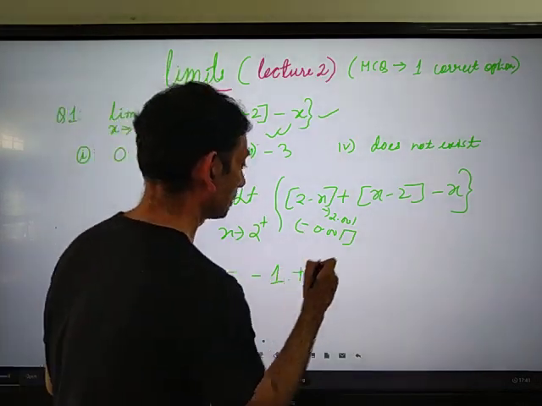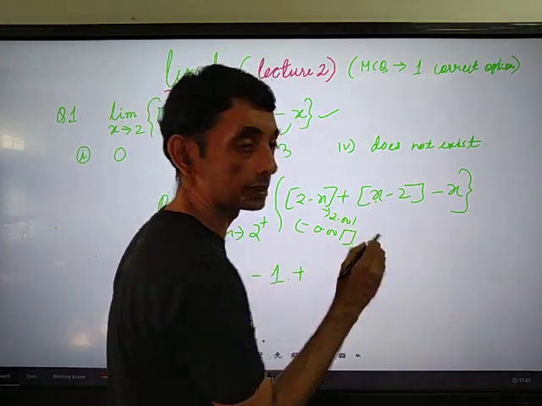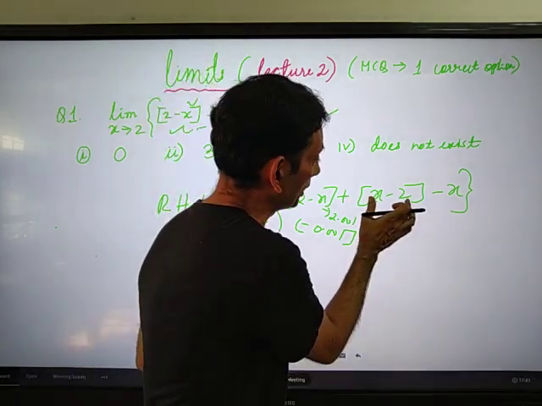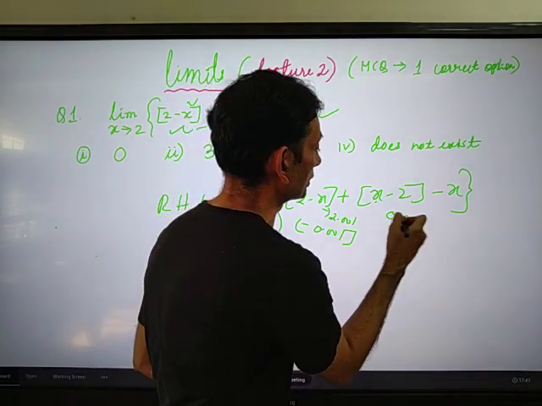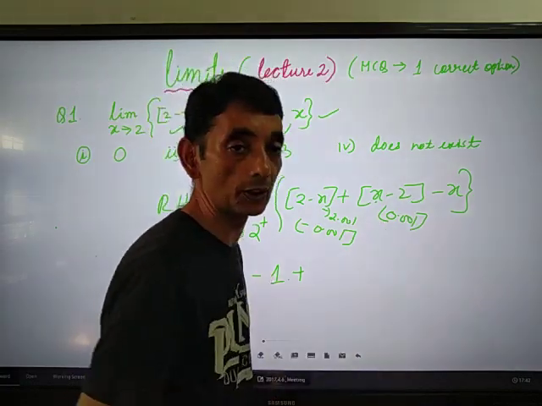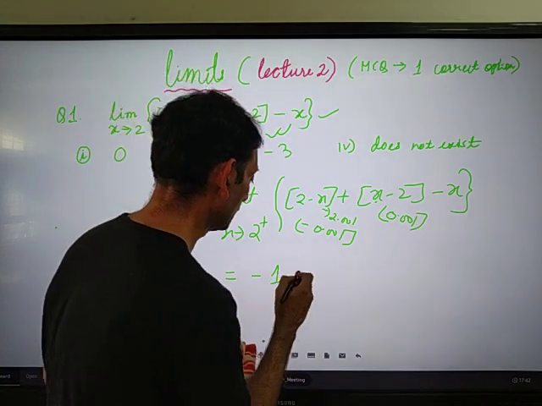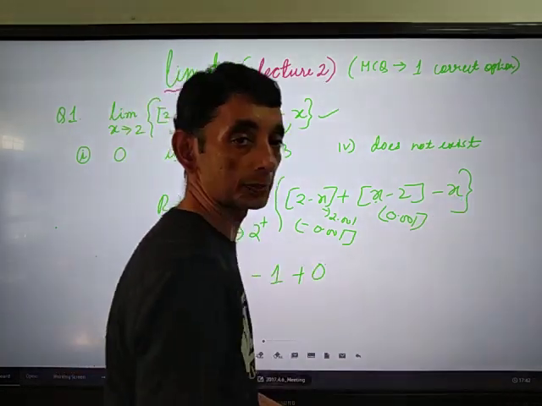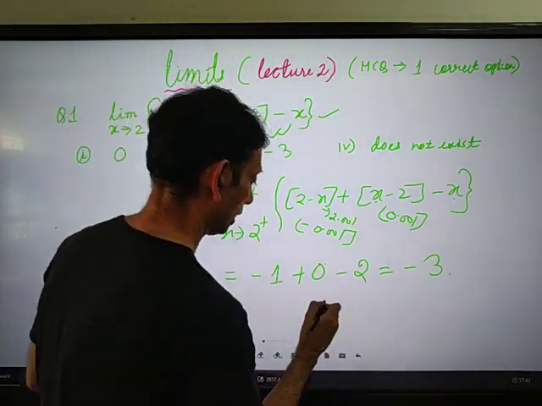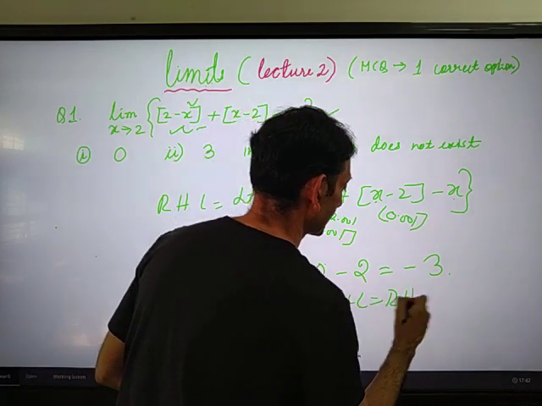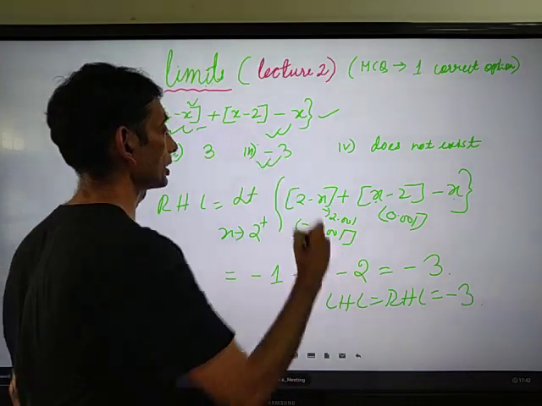Now coming to the next term. Here x approaches 2, so x is slightly greater than 2, so this difference x minus 2 will be very close to 0, but positive, for example 0.001. So the greatest integer of 0.001 will be equal to 0. And if you substitute the limit on x, it's minus 2. So this is equal to minus 3. So the left hand limit and right hand limit are both equal to minus 3. Therefore option 3 is correct.